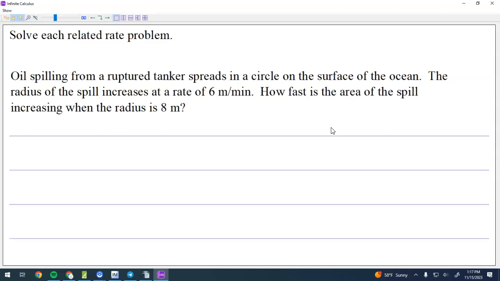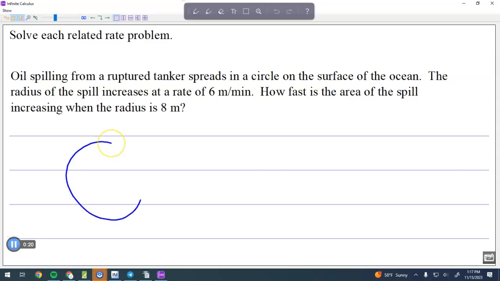Yeah, number one is one of the harder ones. So we're going to start with number two. We got an oil spill. There's no way I can draw this, but you've got an oil spill, and that's getting bigger.